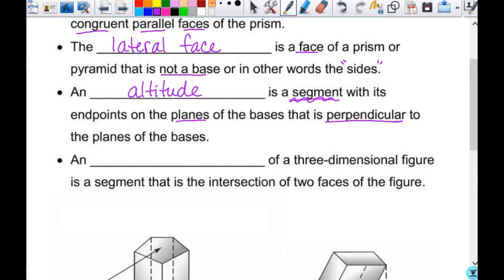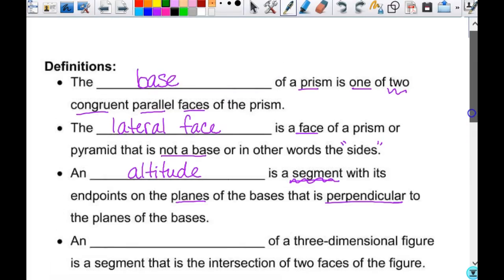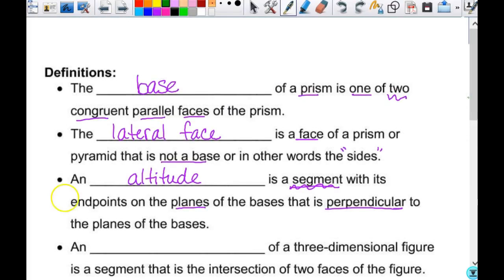So here's the technicality of all this. The altitude is the segment itself, but the length of the segment is the height. So the altitude is the segment itself, the height is the number. That's the only difference. They're used interchangeably, and nobody gets really nitpicky about that, but I do want you to know the difference.